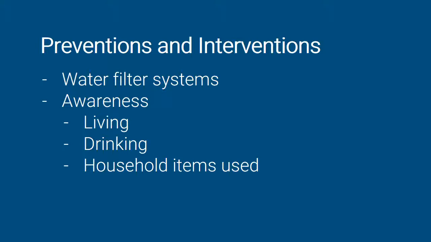Here are some preventions and interventions. Using water filter systems can help rid TCE exposure in drinking water. And being aware of where one lives, gets their drinking water from, and household items used can lower exposure levels. Being aware of where your house is in proximity to places, factories, or dumping grounds where TCE could be seen will also lower those exposures.